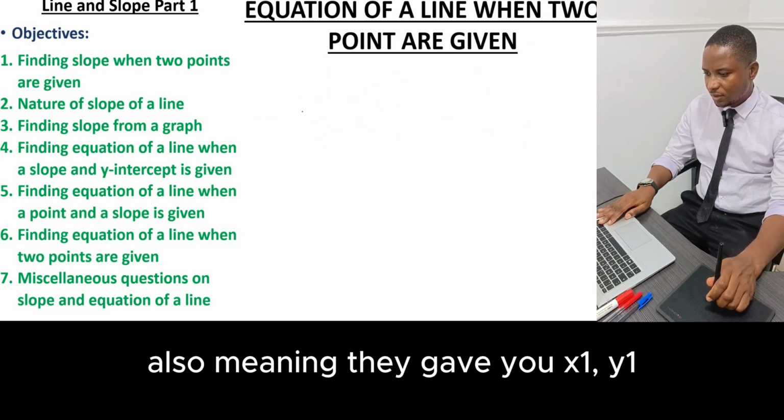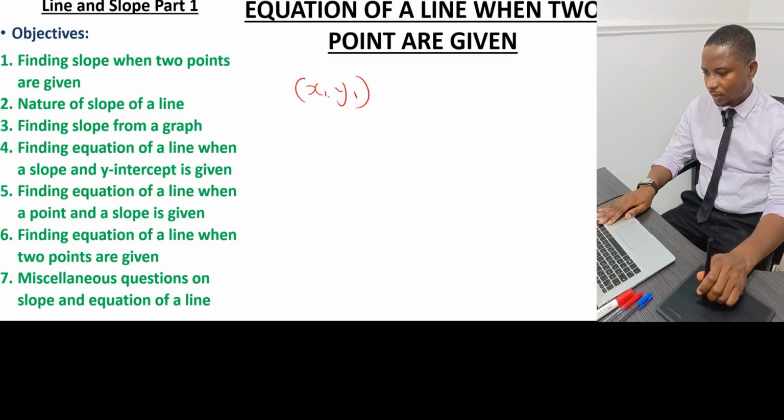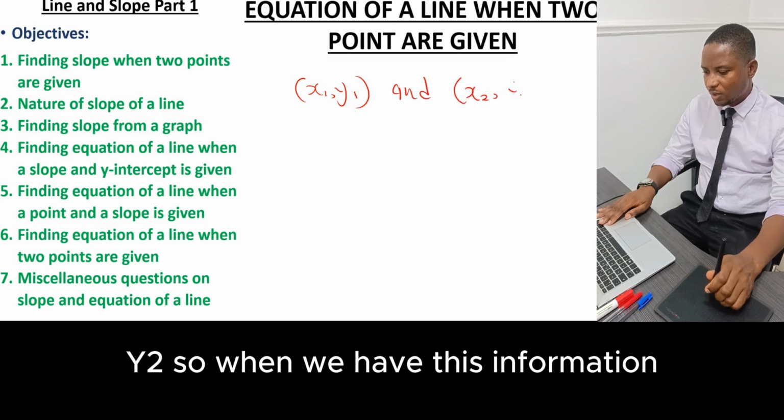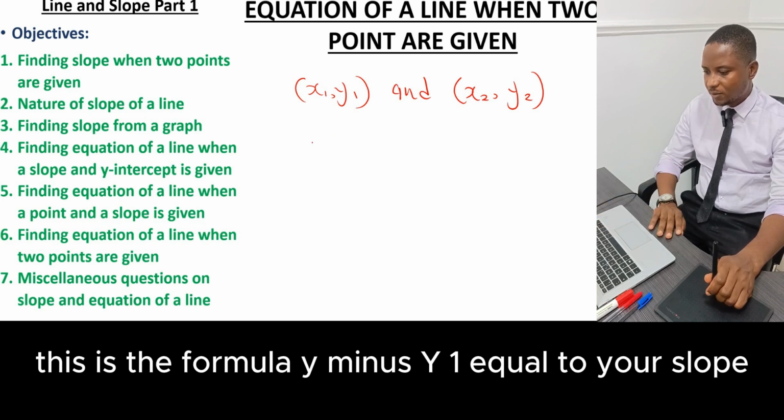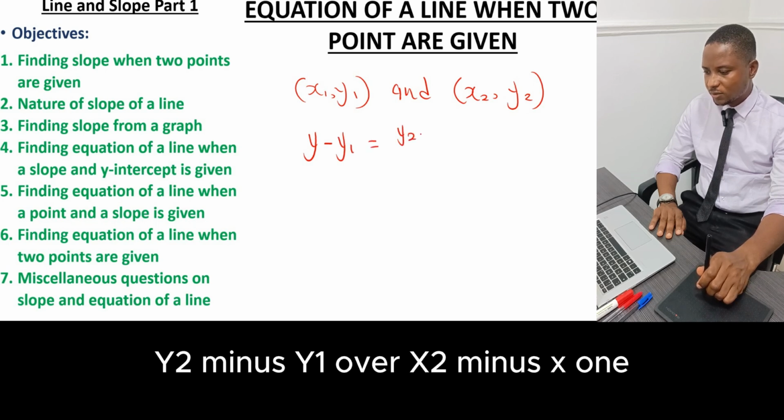Moving on to equation of a line when 2 points are given. Also, meaning they gave you x1, y1, and x2, y2. So when we have this information and you have to generate the equation of a line, this is the formula: y minus y1 equals your slope, which is the change, y2 minus y1 over x2 minus x1.